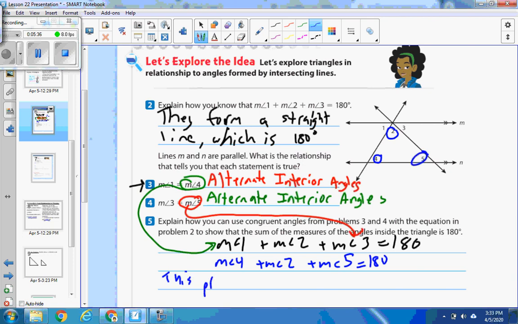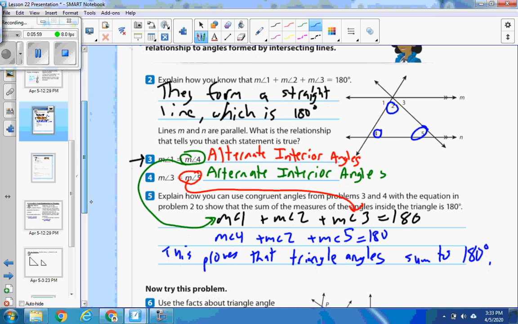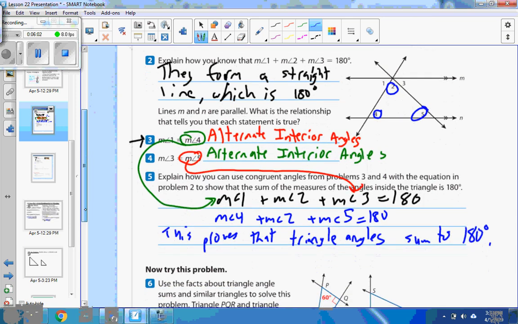This proves that triangle angles sum to 180 degrees. All right? So we're just taking some of the things that we learned in the last lessons and combining them to show that really angles in a triangle do add up to 180 degrees.